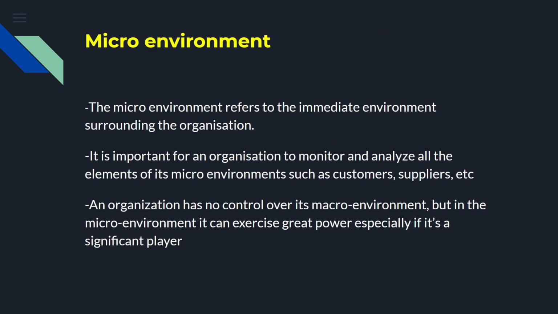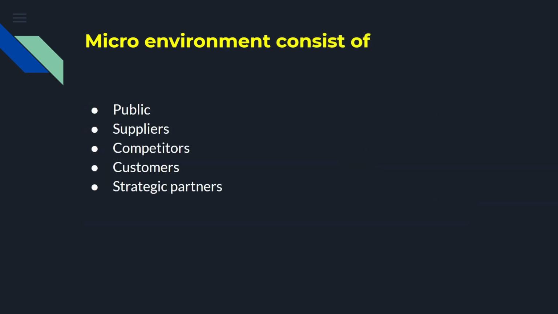Microenvironment. The microenvironment refers to the immediate environment surrounding the organization. It is important for an organization to monitor and analyze all the elements of its microenvironment, such as customers, suppliers, competitors, the public, and strategic partners. An organization has no control over its macro environment, but in the microenvironment, it can exercise great power, especially if it's a significant player. The microenvironment consists of the public, suppliers, competitors, customers, and strategic partners.